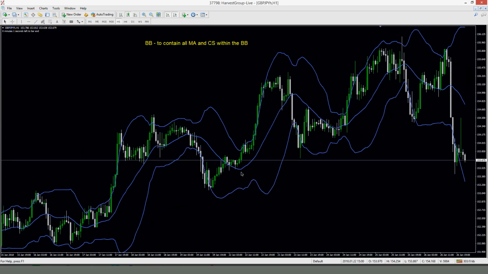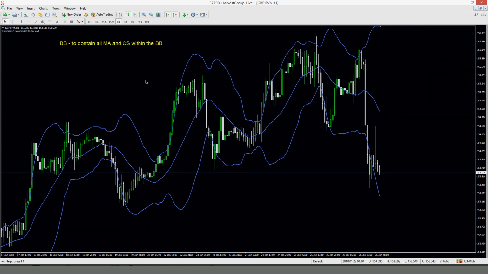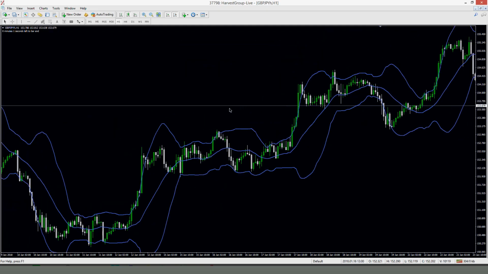There are two types of Bollinger Band, but before that, I will introduce the lines in the Bollinger Band. I'm pretty sure most of you already know that the middle line is the mid BB, or MBB, the one at the top is the top BB, and you have a low BB. These three lines contain all the moving averages and the candlesticks within the Bollinger Band.